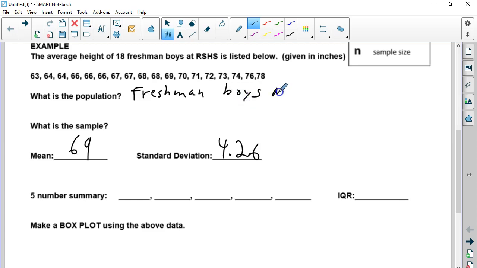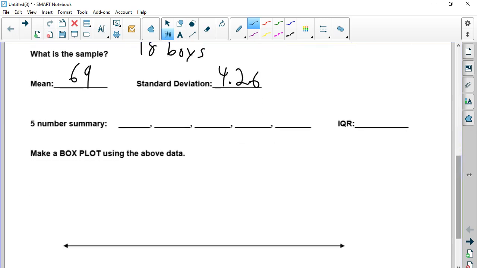At Summit. And what's the sample? 18 boys. So out of all the boys at Summit, 18 were chosen. That's our sample. My 5-number summary, 63, 66, 68, 72, 78.